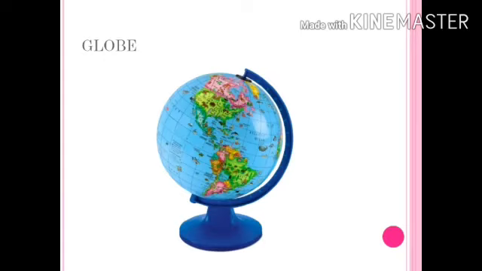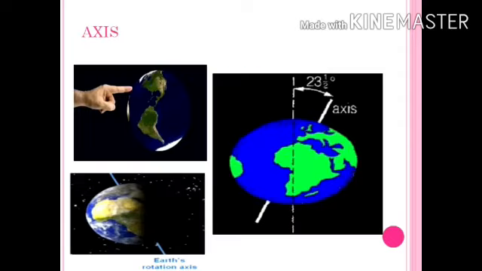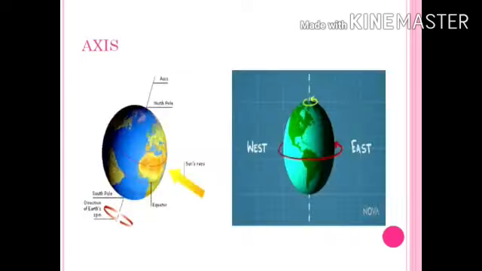Let us discuss the globe. What is a globe? Globe is a true model of the earth. It shows the earth in its actual shape with all continents, oceans, etc. marked at the proper place. What is an axis? A needle is fixed through the globe in a tilted manner, which is called its axis. The imaginary line passing through the center of the earth and joining two poles, North Pole and South Pole.